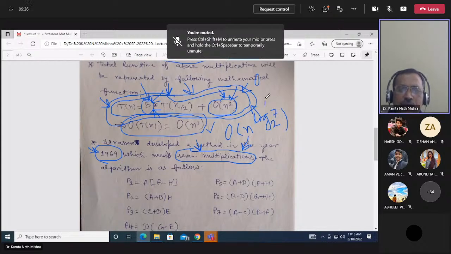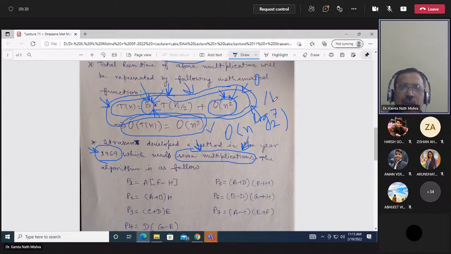And if you go on to compute the value of n power log of 7 base 2, this will be equal to big O of n power 2.81. Big O of n power 2.81.